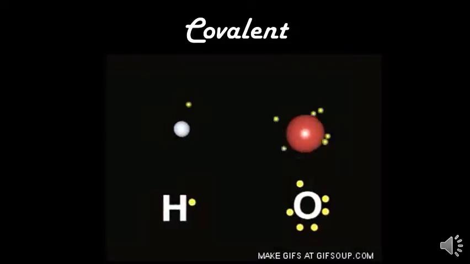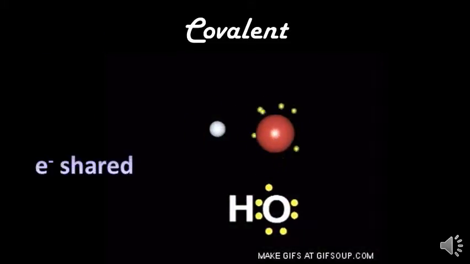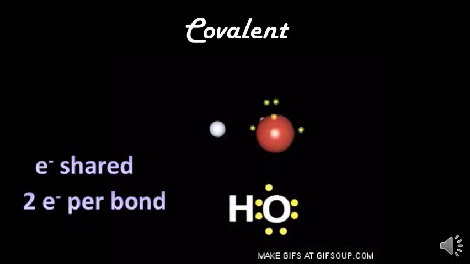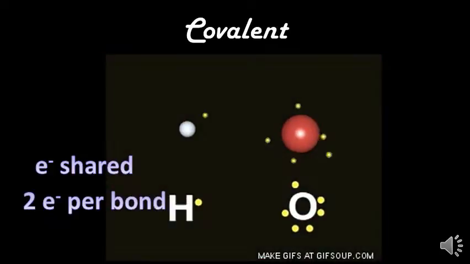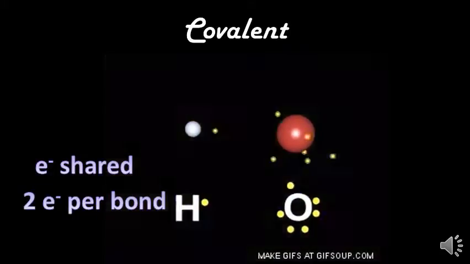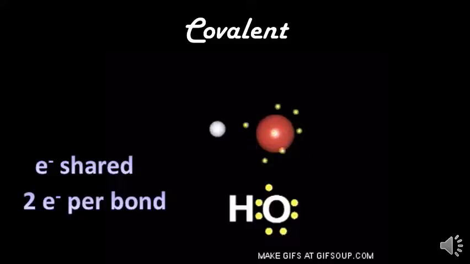In a covalent bond, the electrons are shared. And if you recall, 2 electrons are shared per bond. So when the Lewis structures are pulled together, you can see that the hydrogen and oxygen share electrons. 2 electrons in 1 bond.